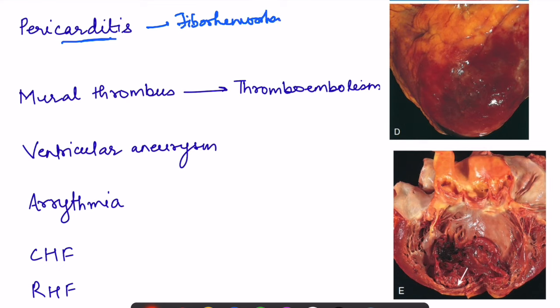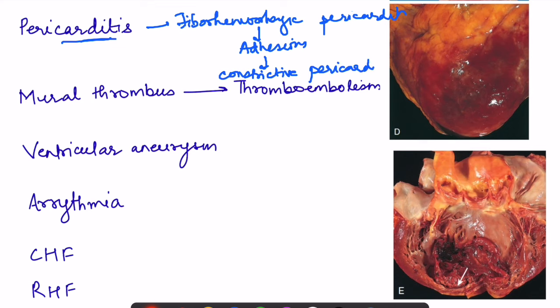Fibrohemorrhagic pericarditis ultimately leads to development of adhesions. Okay, and this ultimately leads to development of constrictive pericarditis. Generally, pericarditis develops within 2 to 3 days of myocardial infarction, after 2 to 3 days of myocardial infarction.